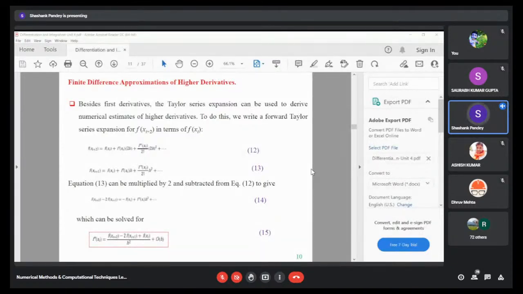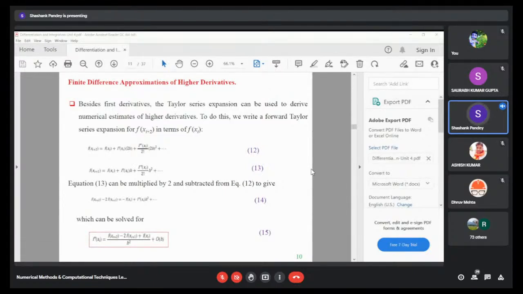So in the last class we did the topic of finite difference. Using finite difference, we calculated the first derivative of the function. Now in a similar manner we can make calculations for the higher order derivatives. So here we are going to have a look at how to calculate the second derivative of any function using this finite difference approach.